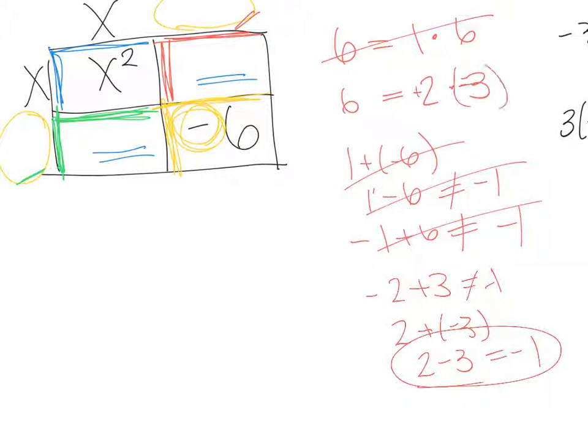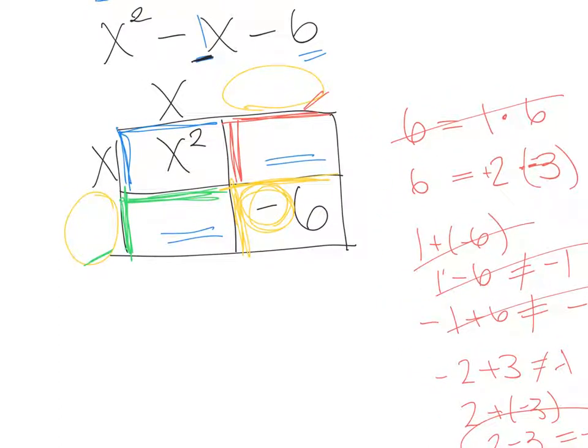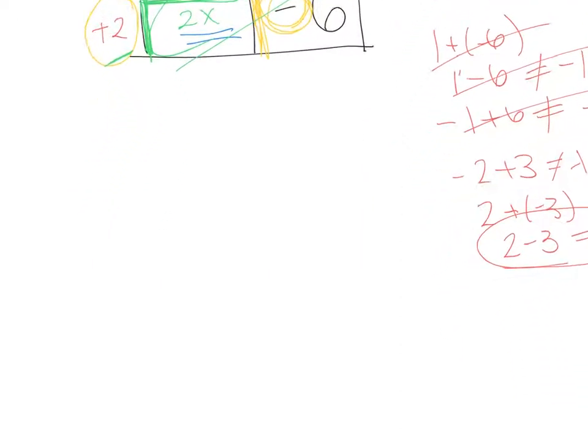So I know this is going to be negative 3 and this is going to be positive 2, because in this box it's negative 3 times x, and in this box it's a positive 2 times x. These two add together, and we know that's going to be a negative x. So that's with the box method. You can see it that way.